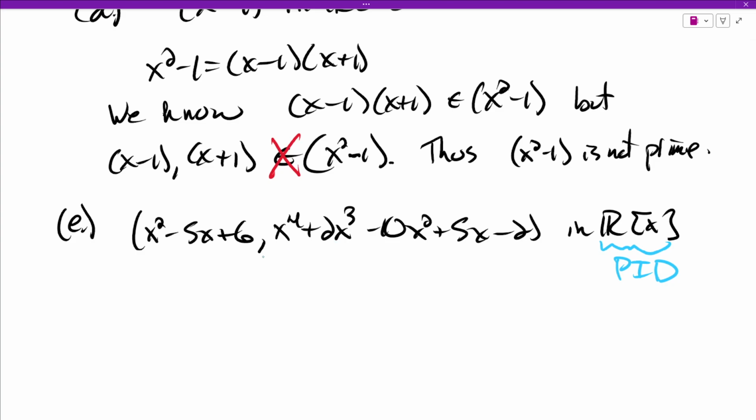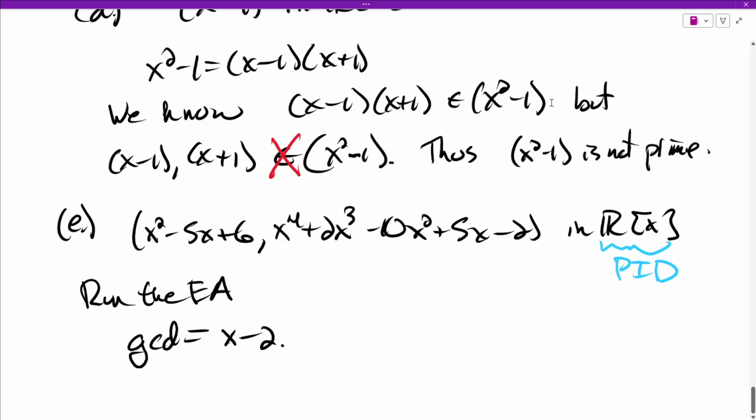So in particular, it's not clear if either of these elements you can factor, but it doesn't matter because we're not looking at them individually. We want to know information about the principal generator. That will tell us whether or not this is in fact a prime ideal. So if you run the Euclidean algorithm, you will find the GCD is x minus 2. So how do you run the Euclidean algorithm? Well, you either do it yourself with long division, repeated long division, or you ask Sage real quick to see that the GCD is x minus 2.